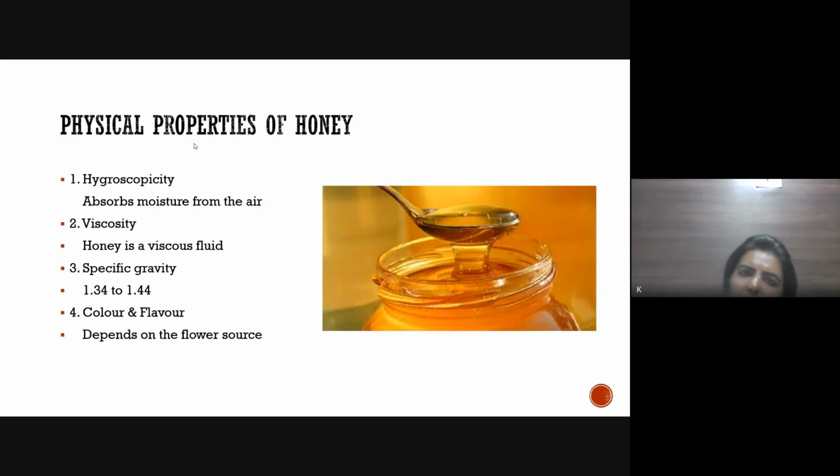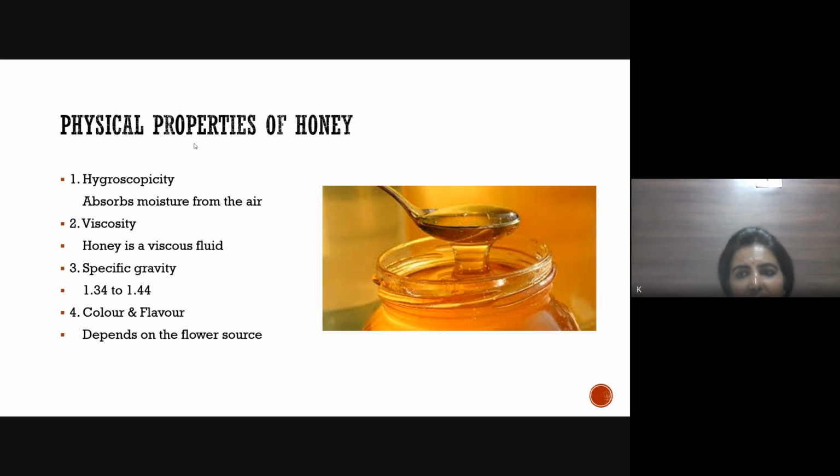Then viscosity. What you see in the picture is a viscous fluid. It is not like water. Water is not viscous. Viscosity is this consistency. Honey is a viscous fluid. Then coming to the specific gravity, it varies between 1.34 and 1.44. Specific gravity meaning, water is 1 gram per cc, divided by what honey is. So that is the range that you get for specific gravity.